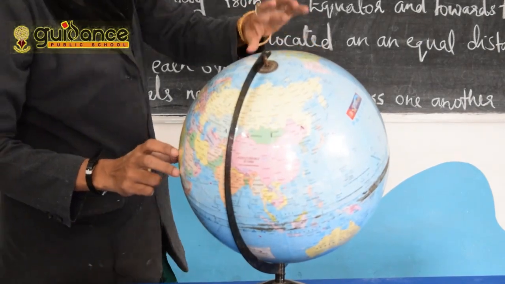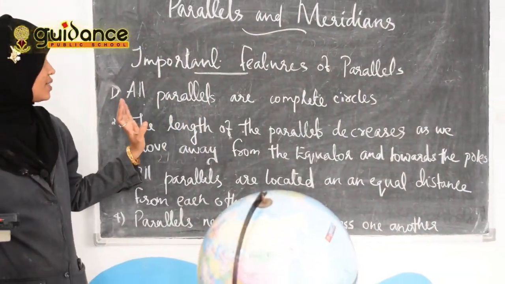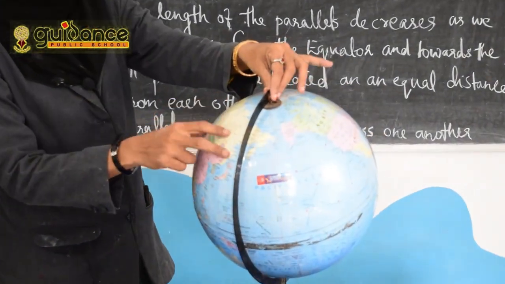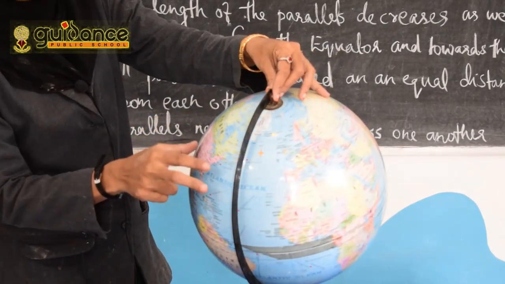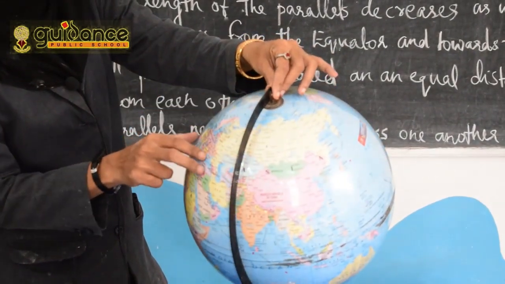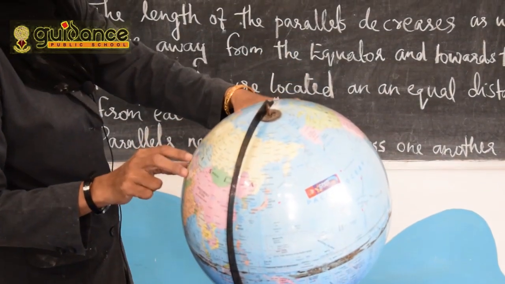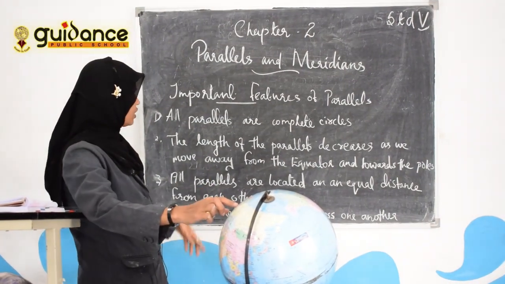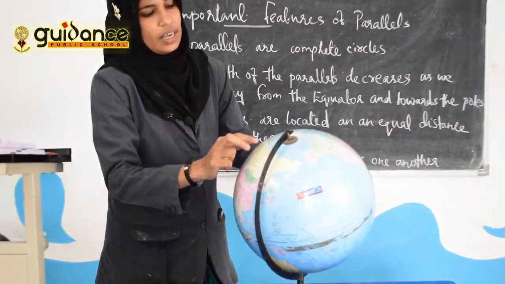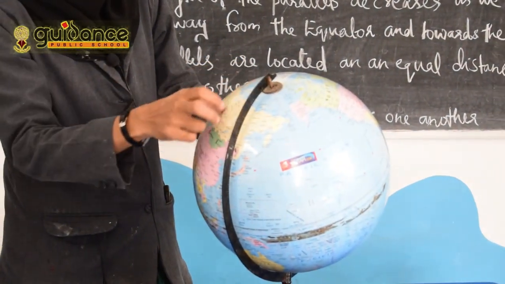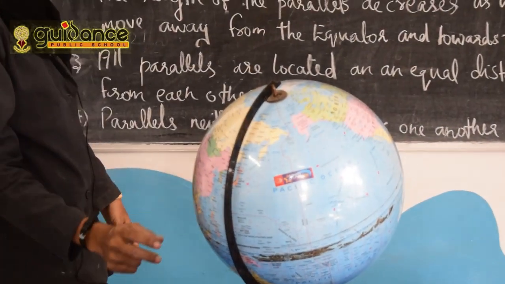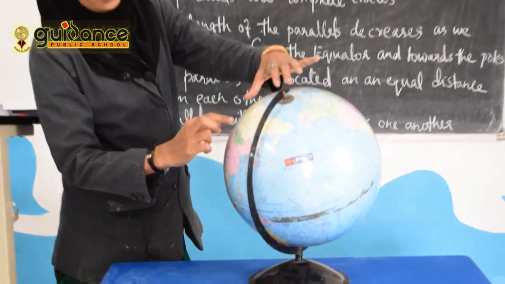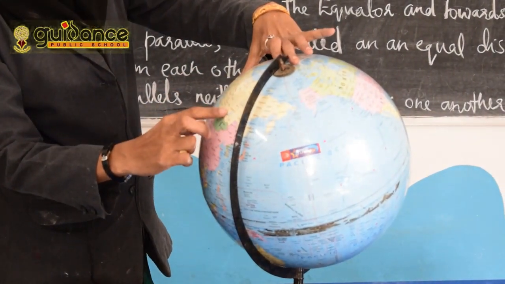So, next one, important features of parallels. All parallels are complete circles. And the length of the parallels decreases as we move away from the equator and towards the poles. And next one is, all parallels are located at an equal distance from each other.